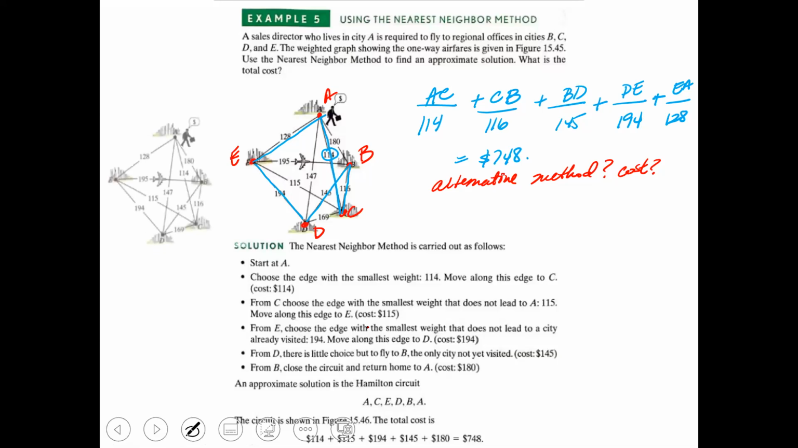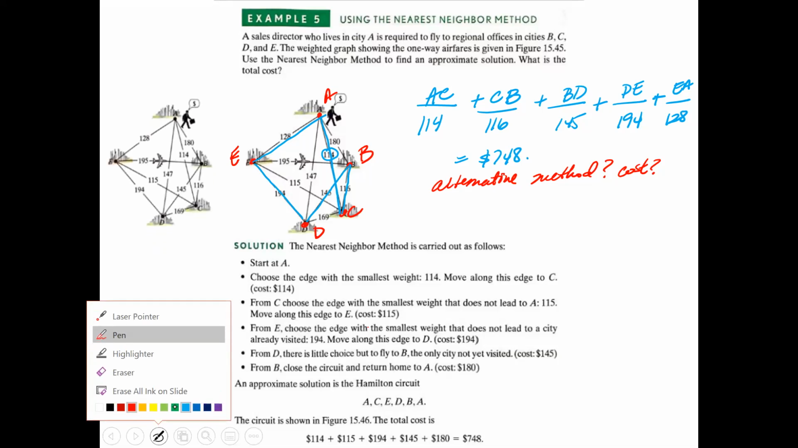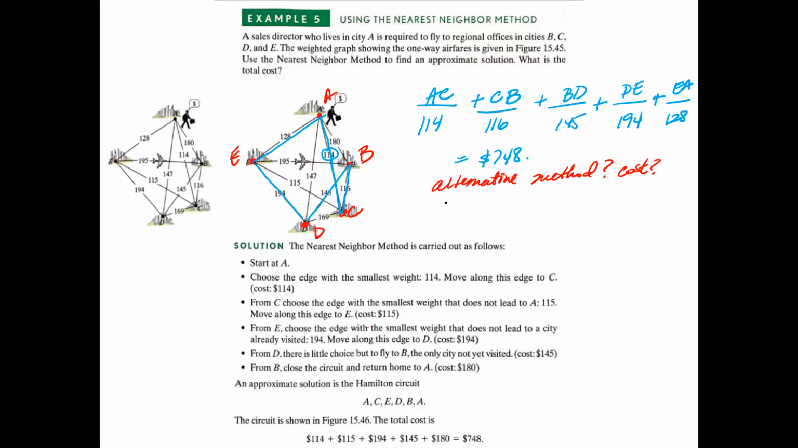So for the alternative method, I want to make sure I have a brand new map. So we're going to start to A to C. So from A, I'm going to go all the way down to C. So that's 114. That was the same as before. Plus, instead of going from C to B, I can also go from C to E.